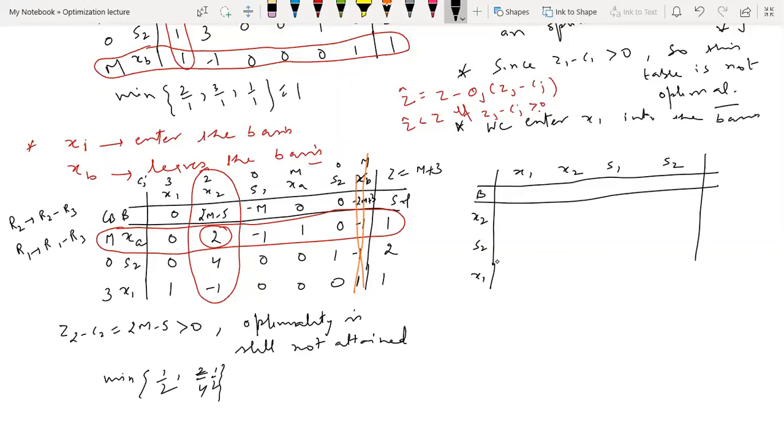I divide by 2 and get the values 0, 1, minus 1 by 2, and for s2 it is 0, and the right hand side is 1 by 2. Now in order to make this 0, I have to use this row. Multiply this row by 2 and subtract from row 2. So what is my row operation? Row 2 minus 2 times row 1. So this is 0, and 0 minus 2 is plus 2, and it is 1, and this value is 0.